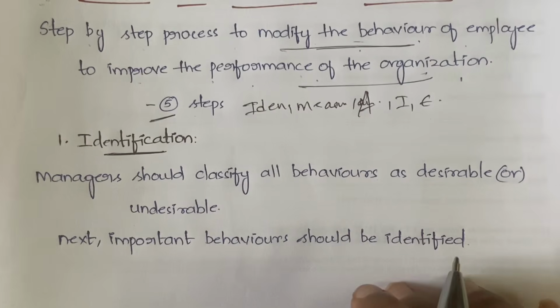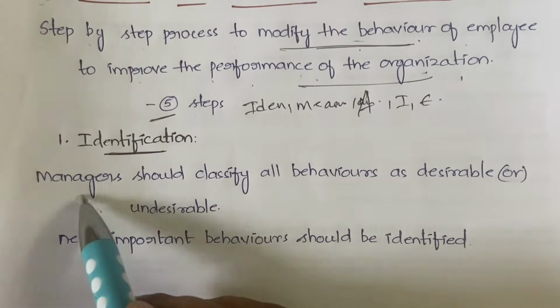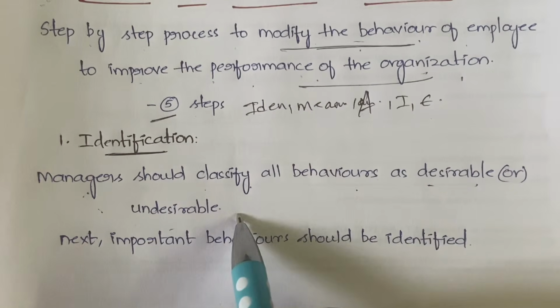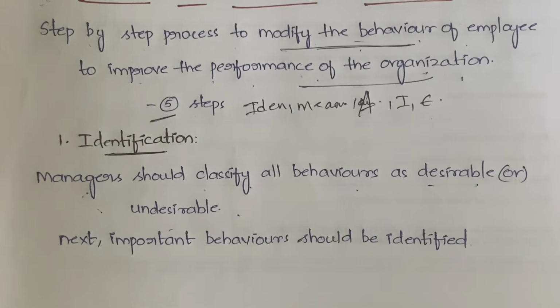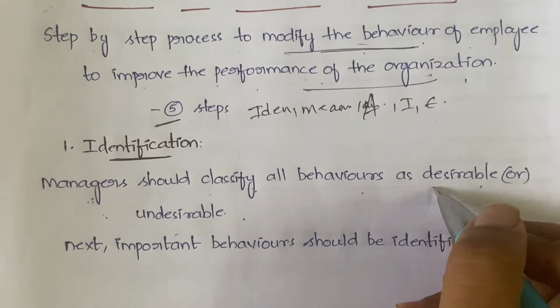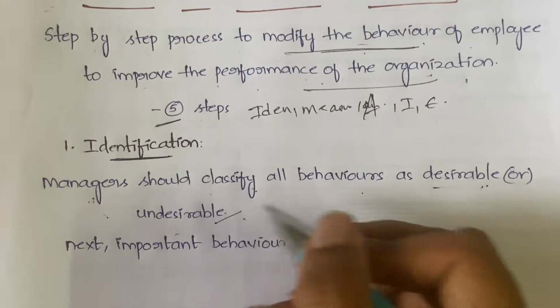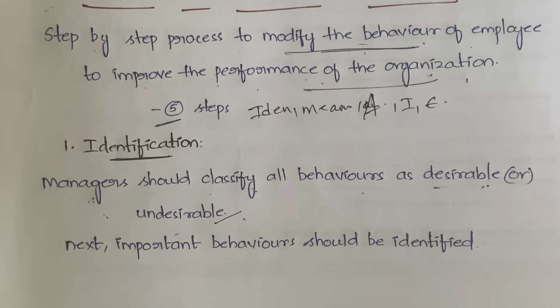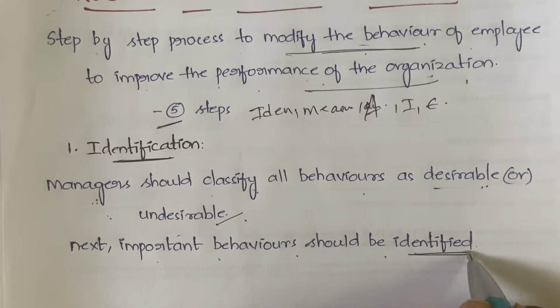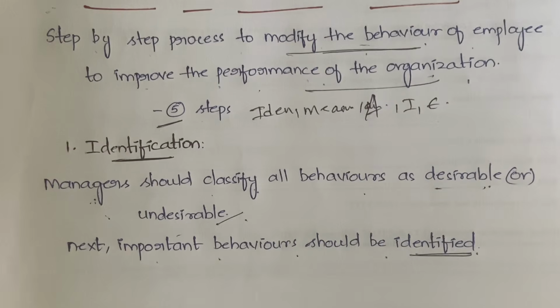First is identification. Here managers should classify all the behaviors as desirable and undesirable. So all the behaviors which are present in the organization should be taken and the manager should classify them as desirable behaviors or undesirable behaviors. Okay, that means those behaviors are good or they are bad. Then the most important behavior should be identified. So among all the behaviors there will be some important things.